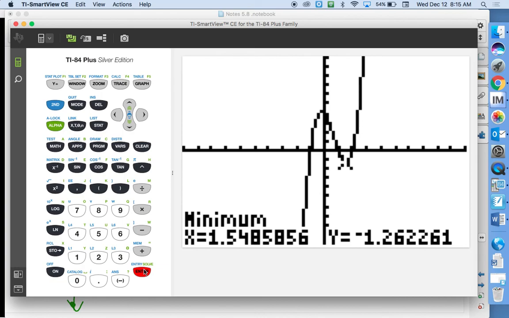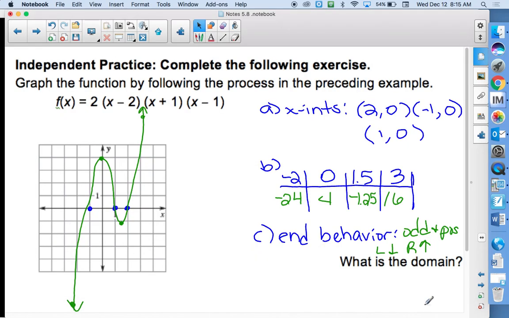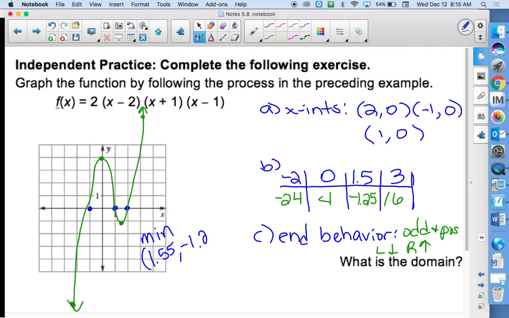So we had our minimum at 1.5 and negative 1.25. The minimum is actually slightly lower than it. So on the graph, we have 1.5, we'll say 5. So the minimum would be 1.55 and then negative 1.26. I used 2 decimal places. Really close to our minimum that we had, but not exactly the lowest point. So we got close to it, but we didn't get an exact value.